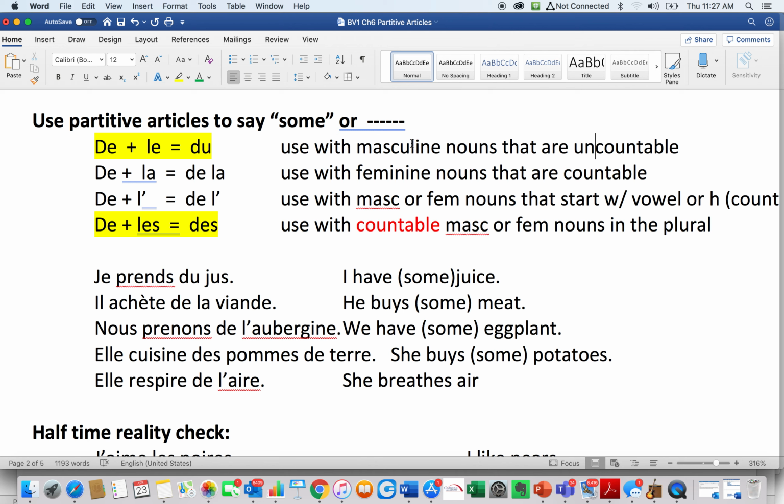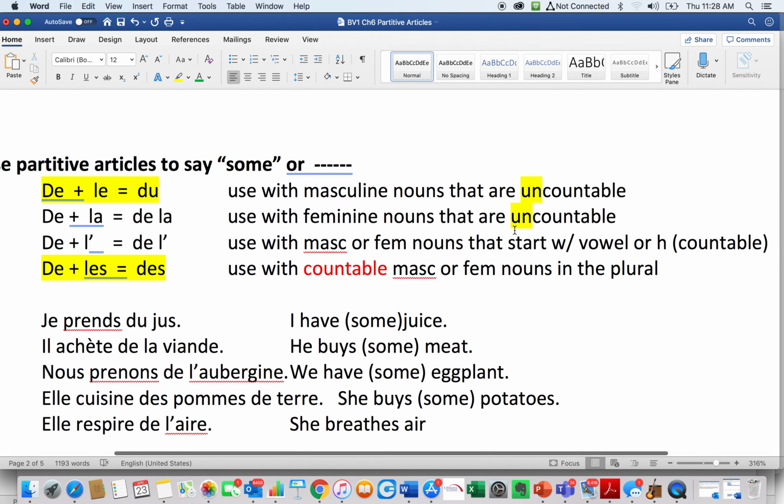Milk, for example. We say "tu veux du lait." Milk is uncountable. "Tu veux de la soupe?" Soup is uncountable. Do you want some soup? I'm going to highlight this "un" in case any of you were taking notes and wrote it down wrong, because I put it down wrong. All right, so "tu veux de la soupe," and then we have de l'apostrophe. Use it with masculine or feminine nouns that start with a vowel or H.